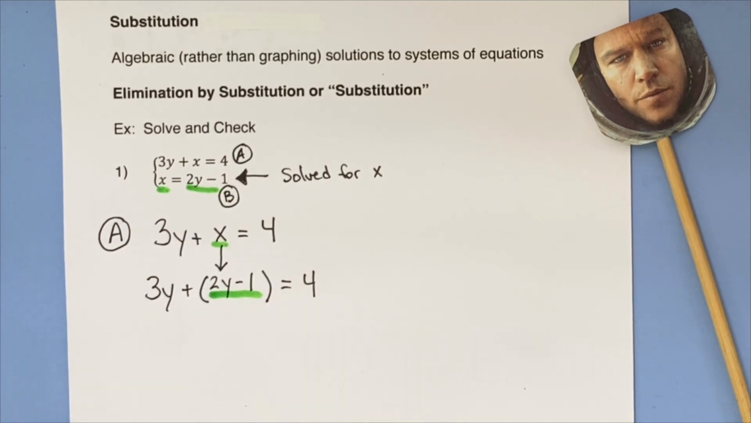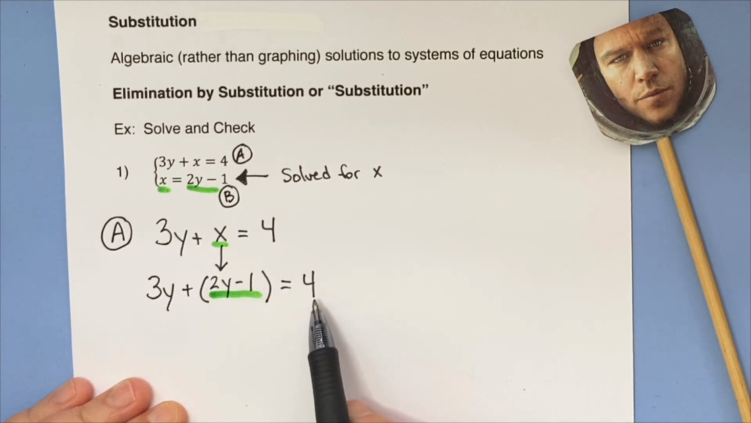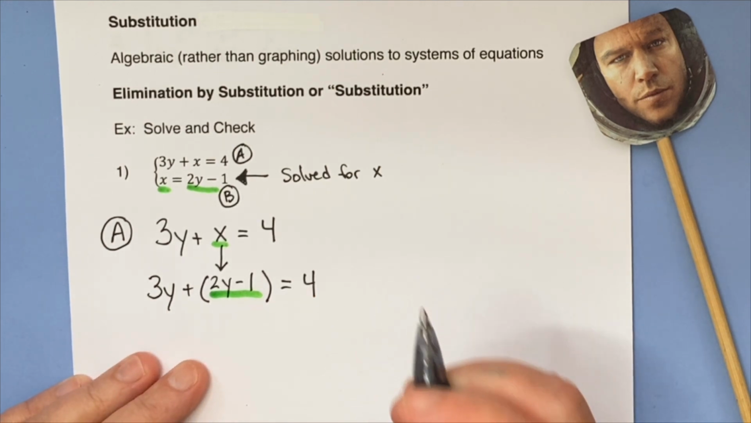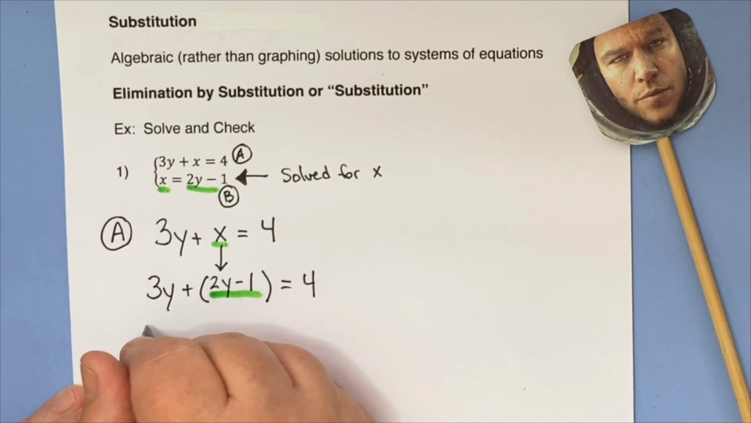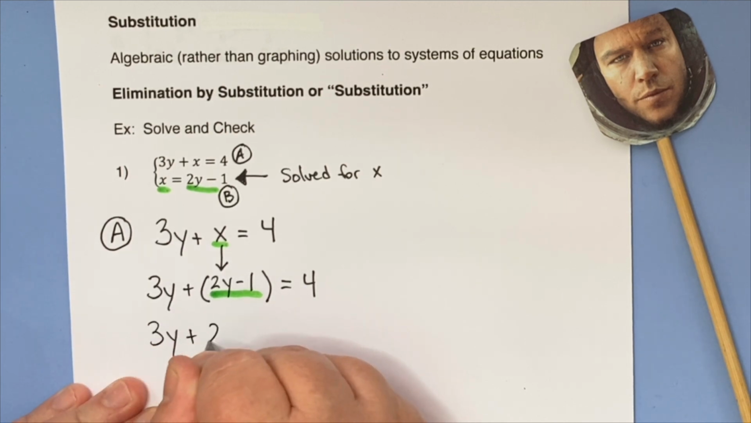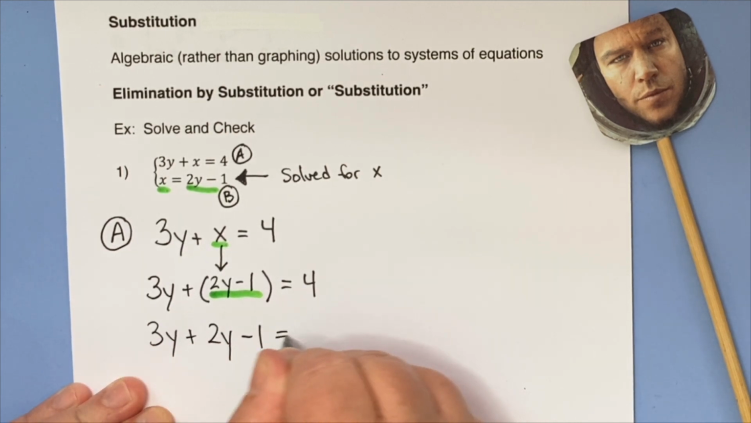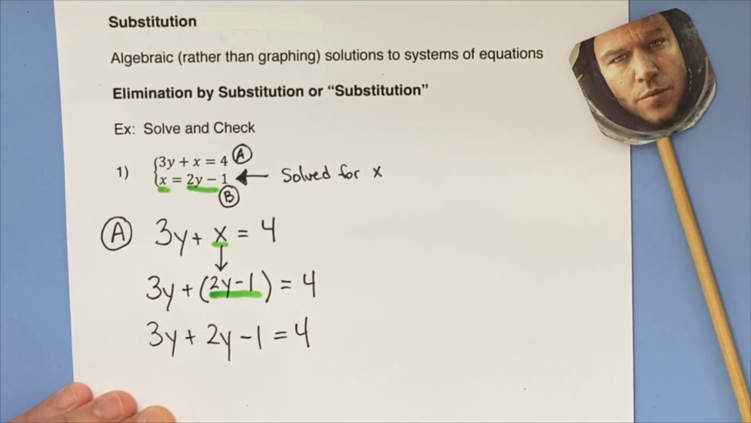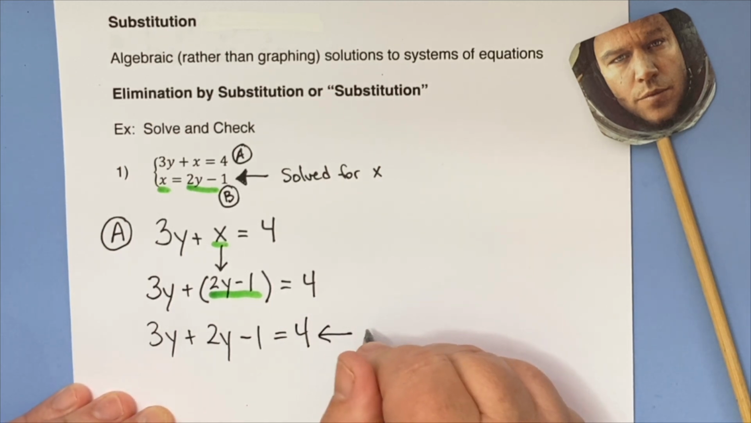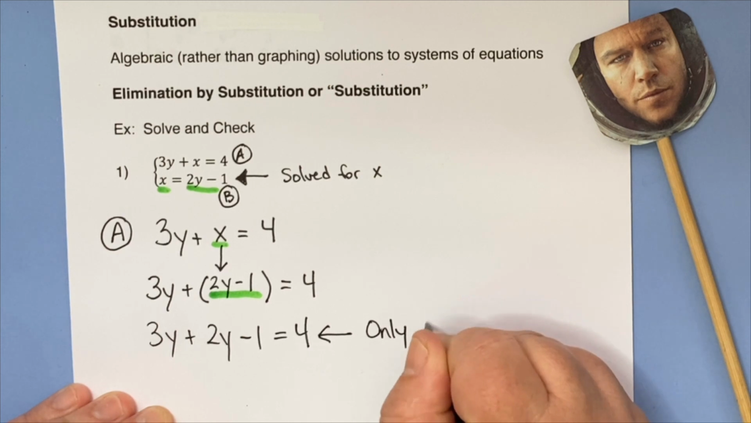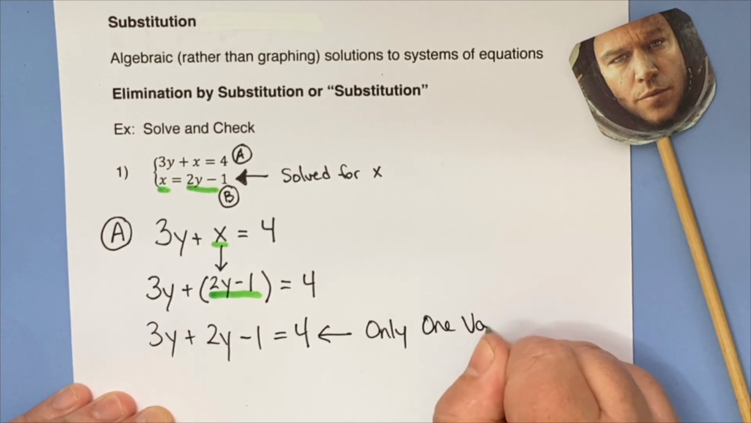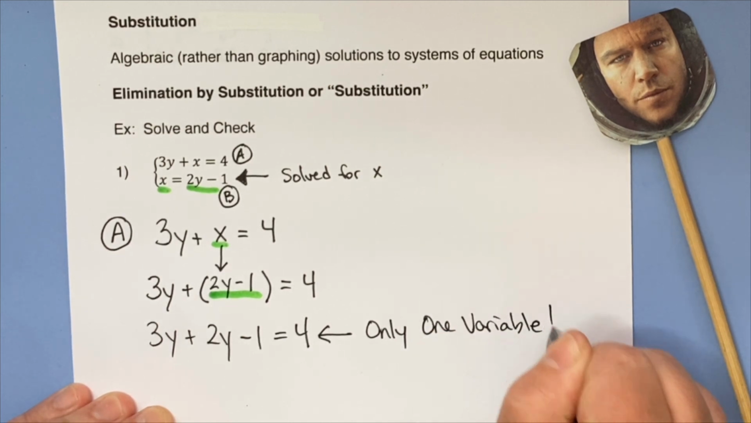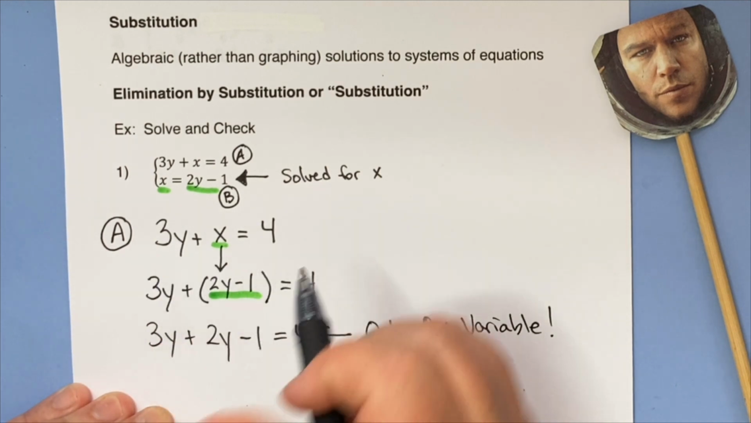Now, this one's really nice because it's given to you. It's almost mostly done at this point. So let's take a look at what this equation then becomes. So I've got 3y plus 2y minus 1 equals 4. And I notice that at this point, there's only one variable. Yay! Up here, two variables.